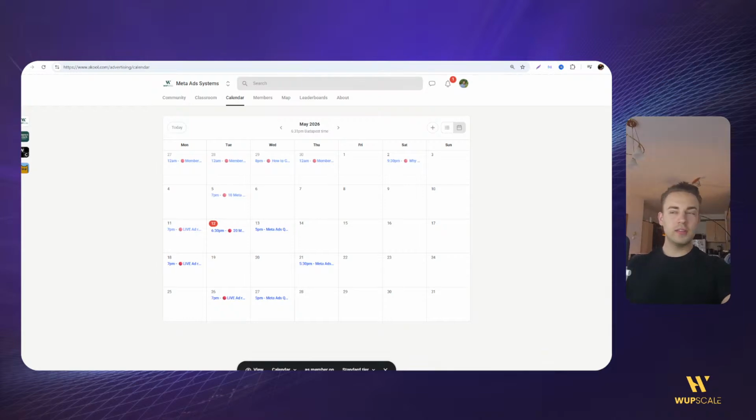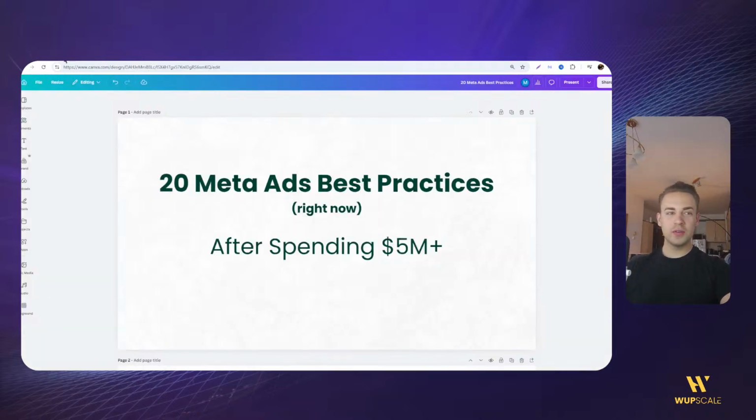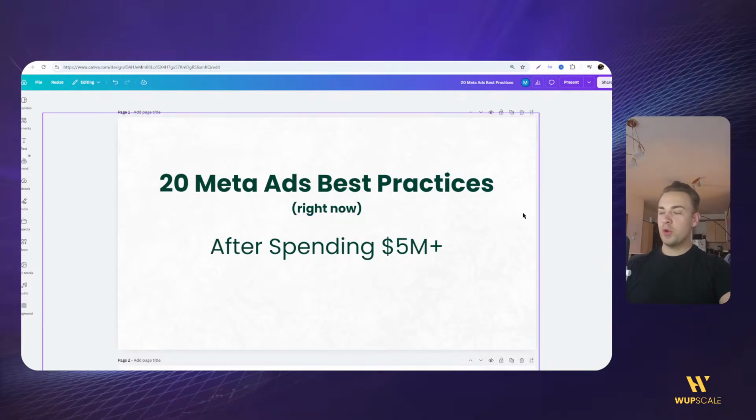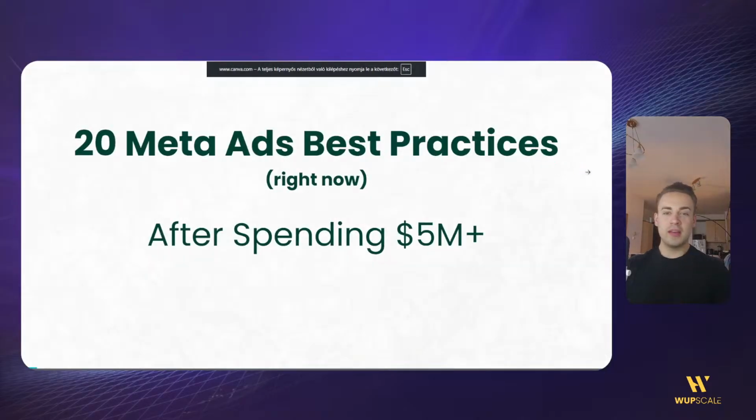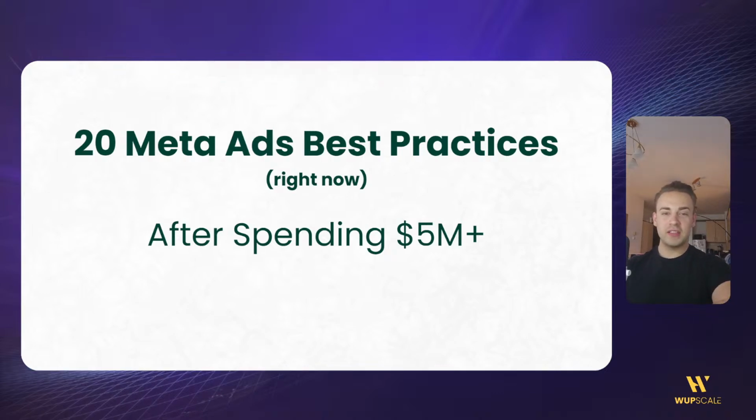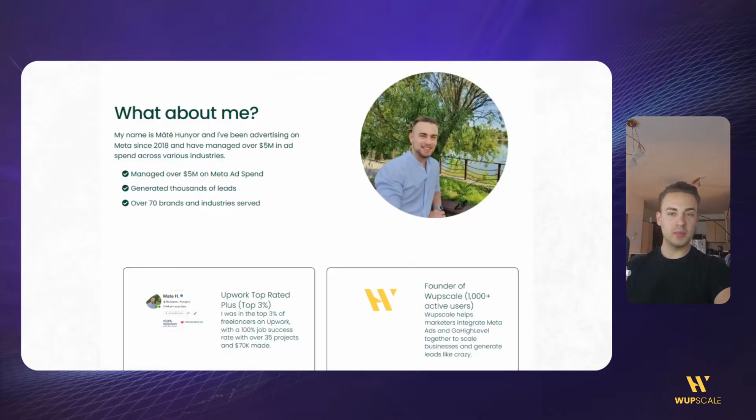Hello everyone. Tonight, this afternoon, we are going to do a quick presentation on the 20 Meta ads best practices that are working right now. I had to put "right now" because these are changing often, and who knows if we'll have a fix or maybe a new solution in the coming weeks. But these are the best practices that are working right now. This is after spending $5+ million on ads. So I've seen a couple of mistakes on ads and also the best practices at this point.